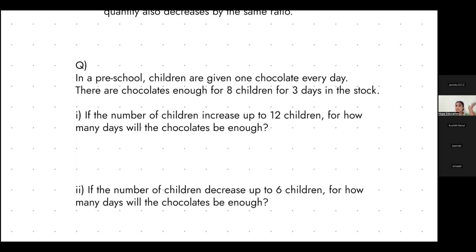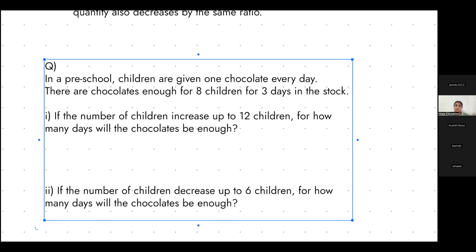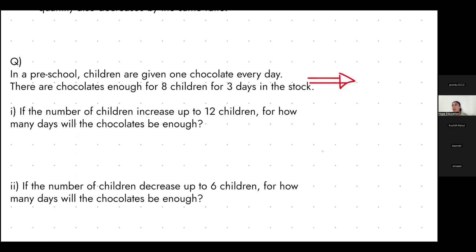Okay. Now, in a preschool, children are given 1 chocolate every day. So they are given one per day. Then in this preschool, there are chocolates enough for 8 children for 3 days. That means how many chocolates are there all together? That means 24. Yes. For 8 children, one each per day, and we have to give for 3 days. Then how many chocolates are there? 24, right? So for 8 children, 3 days, there has to be 24 chocolates. All right.